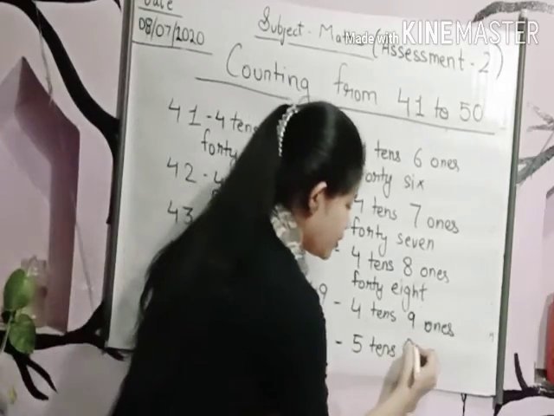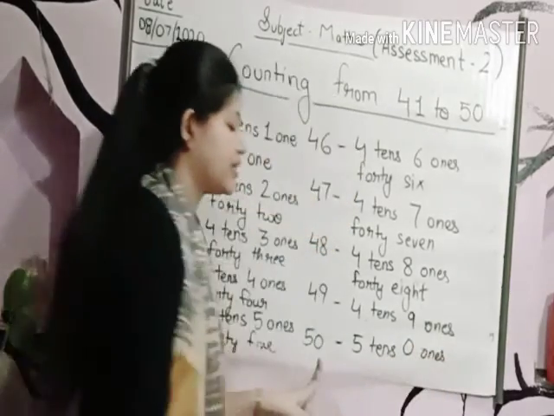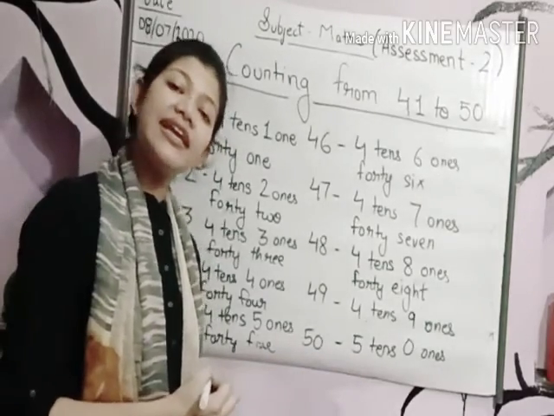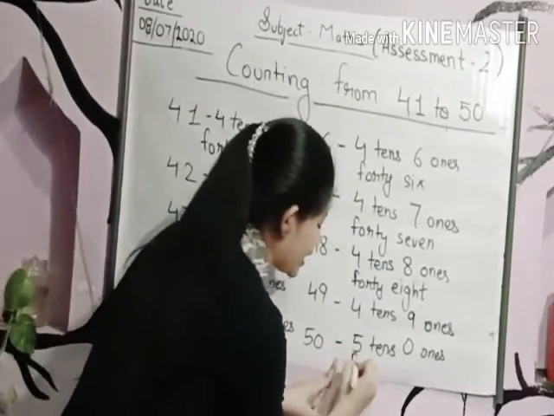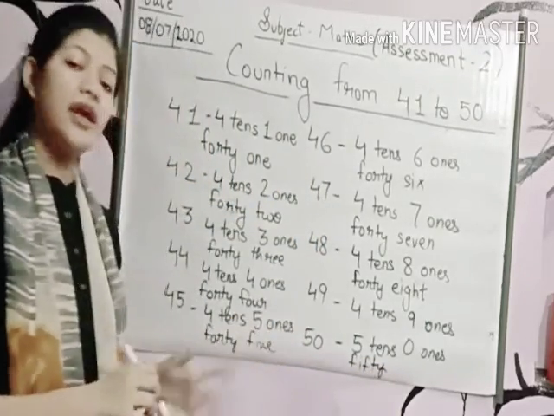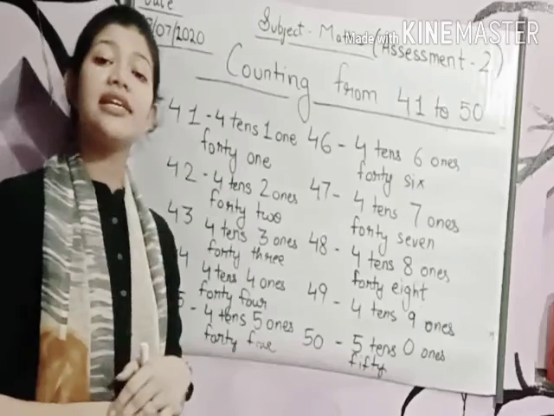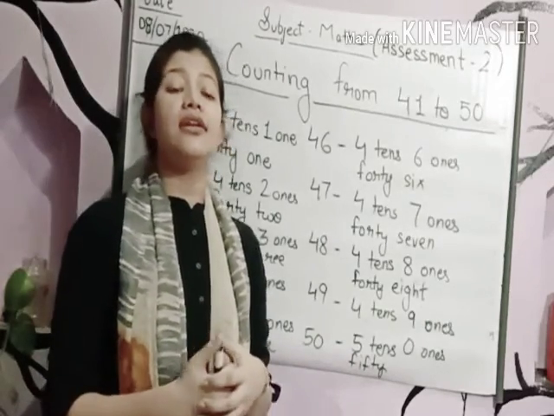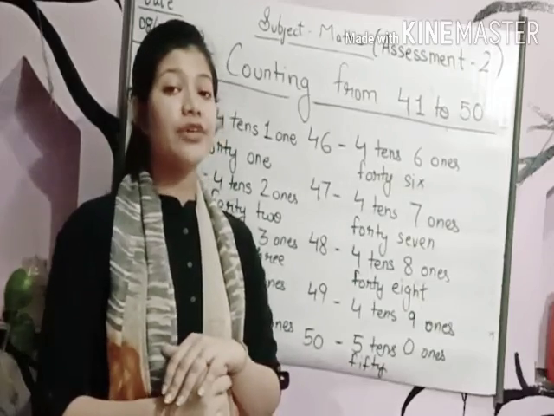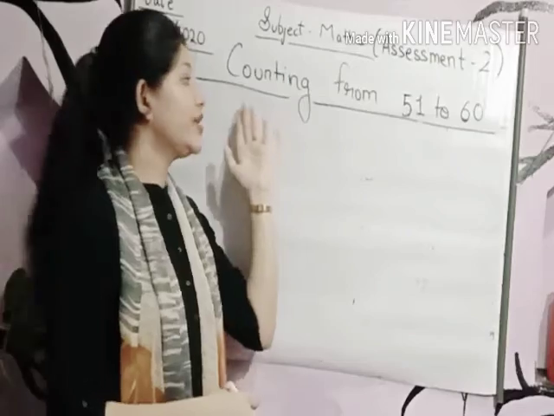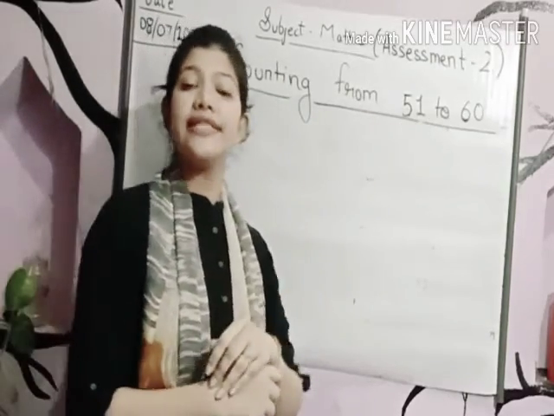Yes, 0 ones, which can be written as 5 tens means 50. Yes, so we can write it as 50. Okay, clear? I hope this much is clear to you all. Now let's move forward and learn counting from 51 to 60. Okay, so let's start counting from 51 to 60.